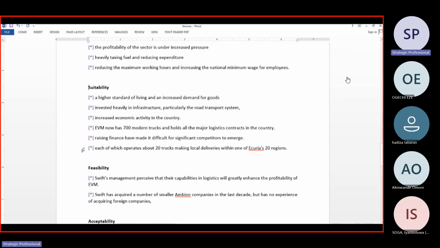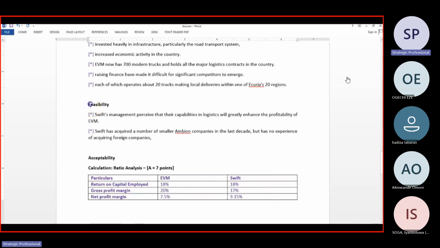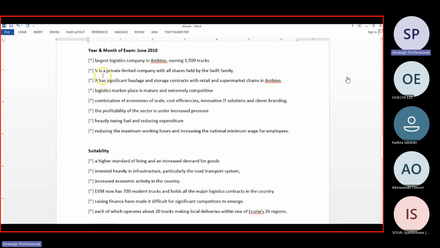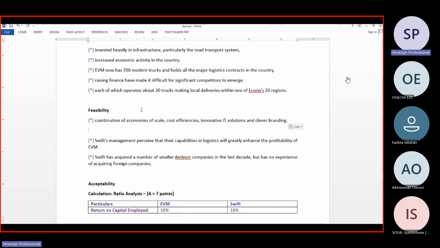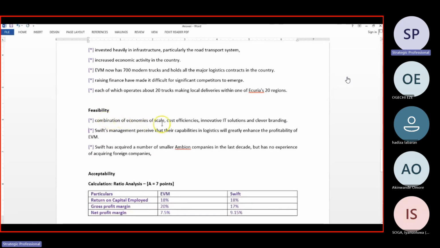Suitability is whether our existing company's business model is the same as our acquisition. Feasibility is whether we have the capability. Yes, these points tell that we have capability. We can also add a point to feasibility, that our company has gained a combination of economies of scale, cost efficiencies, innovative IT solutions and clever branding. So our company has these kinds of capabilities, and this capability can be used while acquiring EVM and running EVM also.